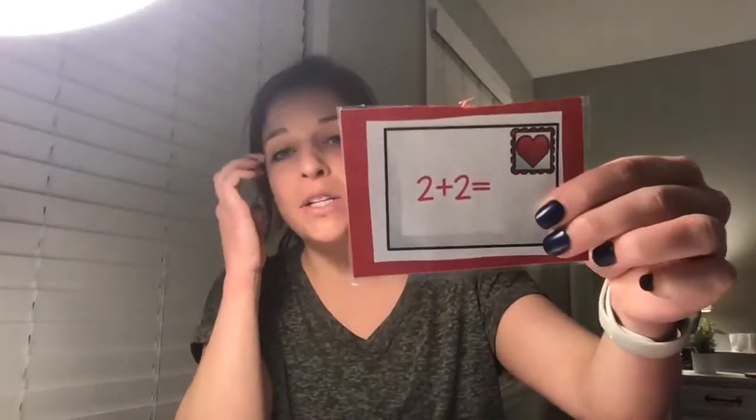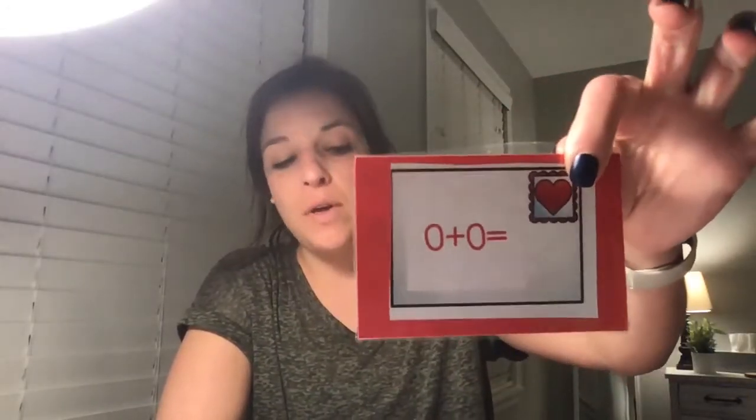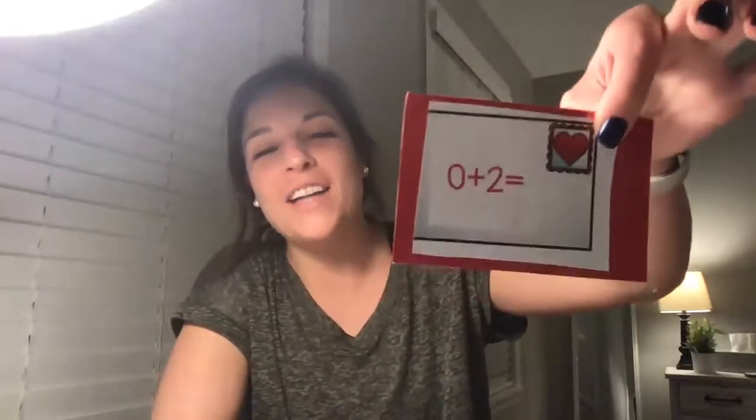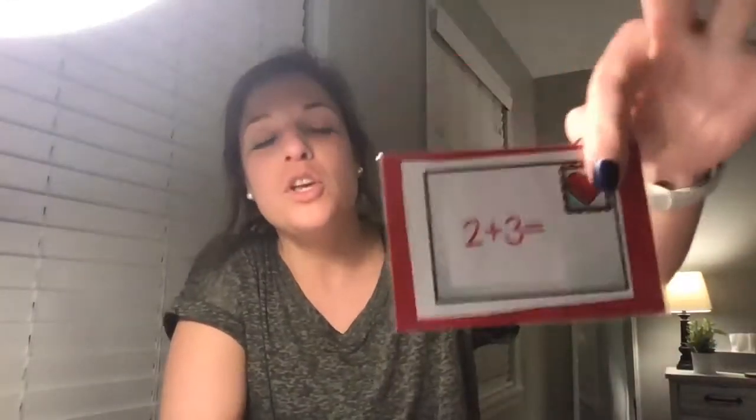Ready? 4 add 0 equals 4. 2 add 2 equals 4. 0 add 0 equals 0. 3 add 1 equals 4. 0 add 2 equals 4. What? No, it doesn't. 0 add 2 equals 2. Just making sure you're paying attention. And last one, 2 add 3 equals 5. Very good job. All right.